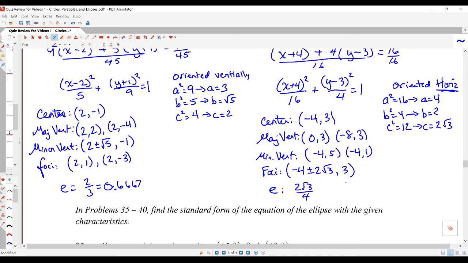Eccentricity is C over A, 2√3 over 4. Now, if you want to leave it as a fraction, do make sure you reduce. So it'd just be √3 over 2, which comes out to be 0.8660. And we'll continue with number 35 in the next video.